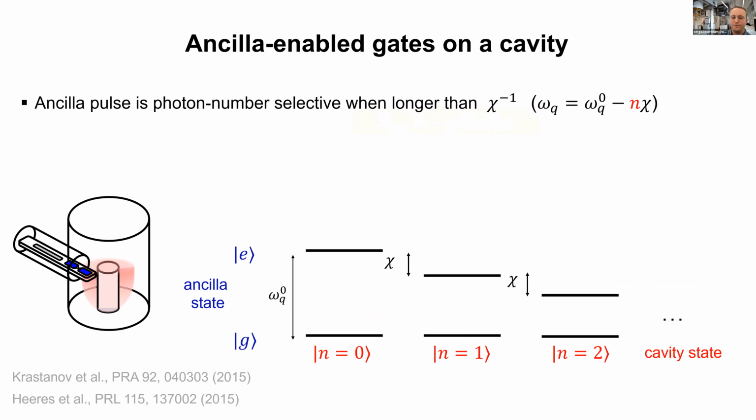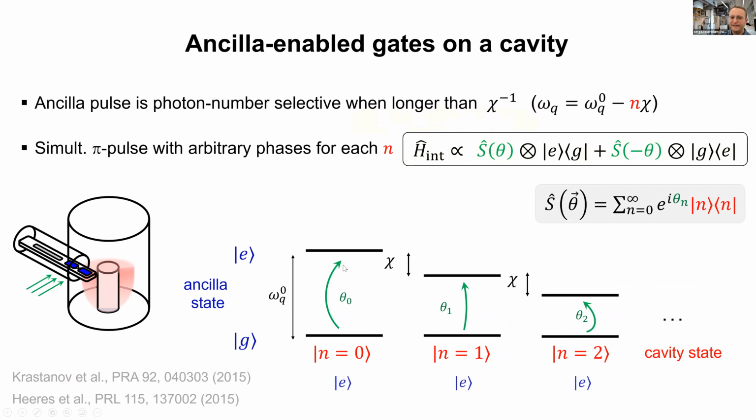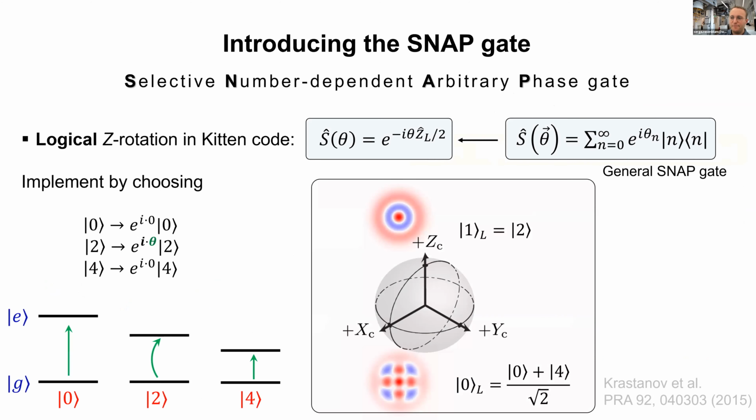So the idea here is to apply a slow selective pulse that brings the ancilla from G to E, but with a different phase for each Fock state component. And this way we can impart arbitrary phases to each number of photons in the cavity. Right, so we have basically complete control over the phases by doing that. Now, this very powerful operation is called the SNAP gate, which stands for selective number-dependent arbitrary phase gate. And we can use that operation to apply logical gates to our Kitten qubit.